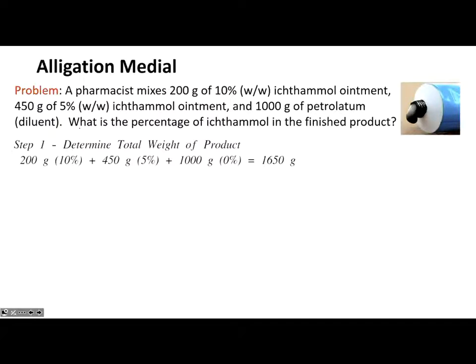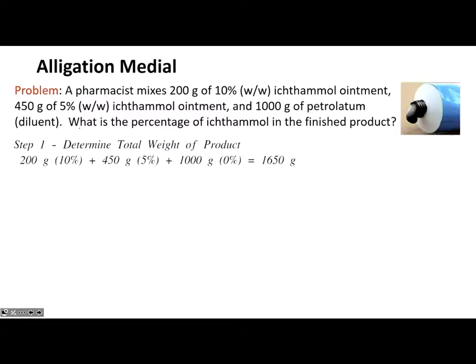So we said we're going to mix 200 grams of the 10%, and we're going to mix that with 450 grams of the 5%, and mix that with 1,000 grams of essentially the base that has 0%. So it doesn't matter how much drug is in it, what is the total weight of everything? So you take 200 plus 450 plus 1,000, the total weight of everything is 1,650 grams. Total weight, okay?